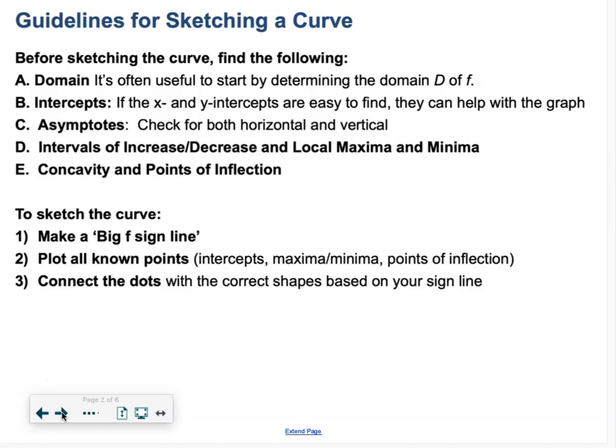When you sketch a curve, you're going to make what I like to call a big F sign line. By the time you're ready to sketch a curve, you should have already made an F prime sign line and an F double prime sign line in order to find your maxes and mins and your points of inflection. Then you take those two sign lines, put them together, make a great big sign line, and then plot all of your points that you know and connect the dots with the correct shapes. So these are your steps for sketching a good curve. And then I'm going to walk you through several examples so that you can see how it all comes together.